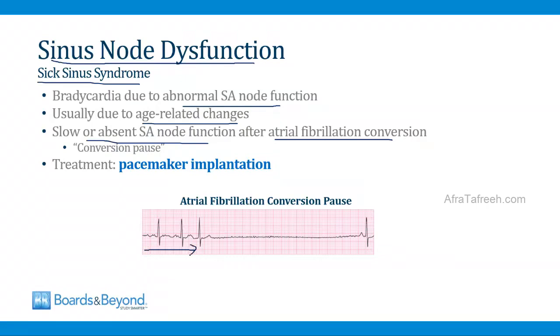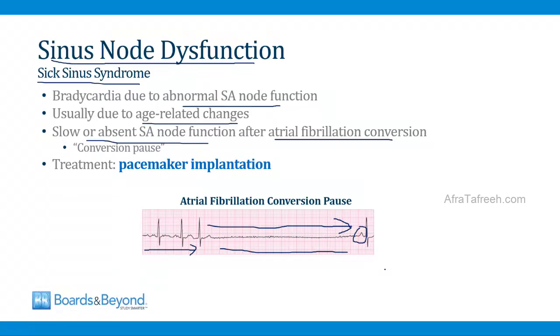And atrial fibrillation can spontaneously convert to sinus rhythm on its own. What's happened here is this patient has spontaneously converted to sinus rhythm, but because their sinus node is sick, it takes a long time before the first P wave occurs. This is called a conversion pause because it's a pause that occurs at the conversion of atrial fibrillation to sinus rhythm. And if this pause is long enough, it can cause patients to faint.